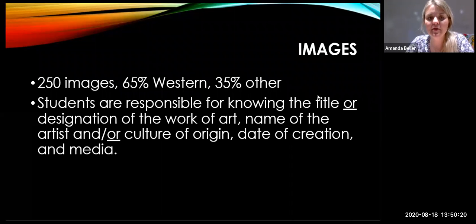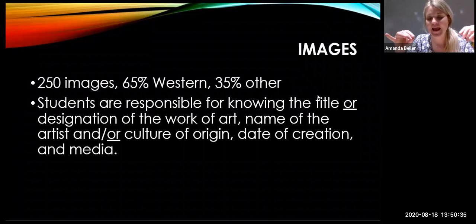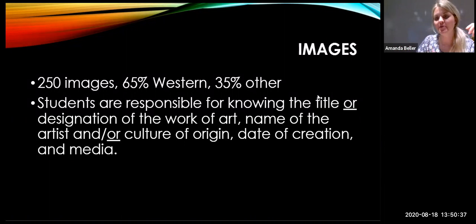The course of these 250 images that we call the canon, right, are still divided. As you look at the content areas, they're divided between what we call Western, which is going to be European and American work, and then work that we call beyond the European tradition. Now, 65-35, you're like, well, that doesn't seem like an even split. It's not, but it's better than it used to be. It used to be 80% Western and only 20% other, right?